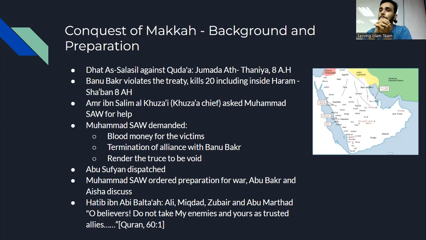So then Hatib said that my family, we can assume that it was a slave family as well. So his family was in Makkah. He was freed, but his family probably was not free. We can assume that. And he said that you all have tribal relationships in Makkah, and if you are going to conquer Makkah, your tribal relationships are going to save your family, which is going to be there in Makkah. Whereas my family does not have any tribal affiliations.